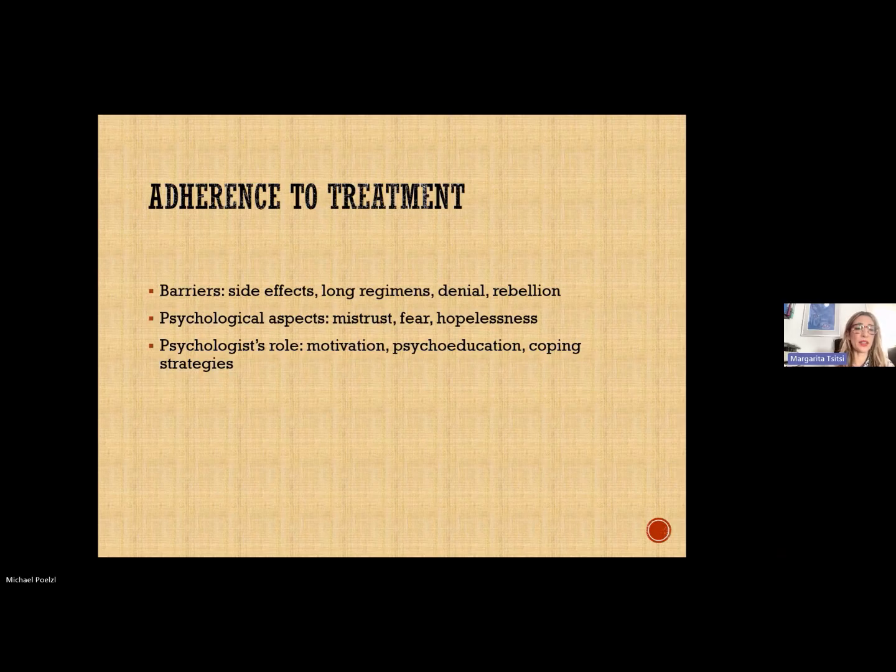Psychologists can help by addressing these emotions, improving motivation, and building a collaborative relationship between the family and the medical team.